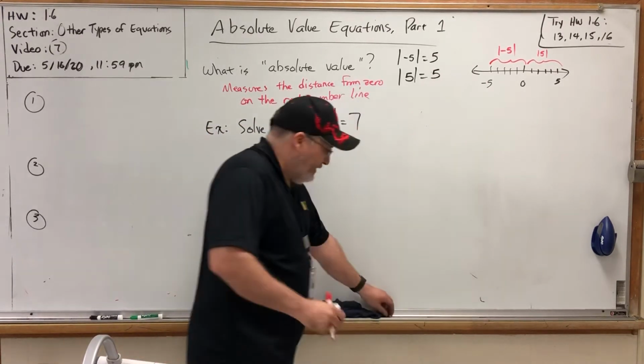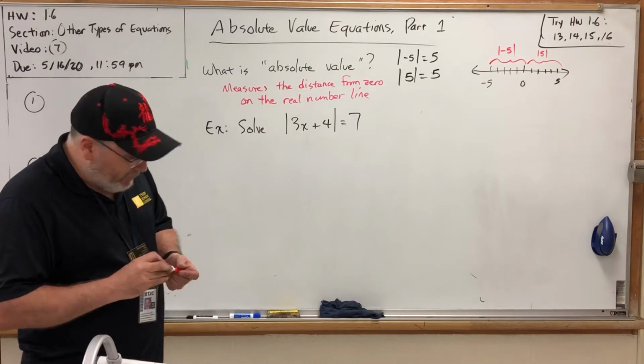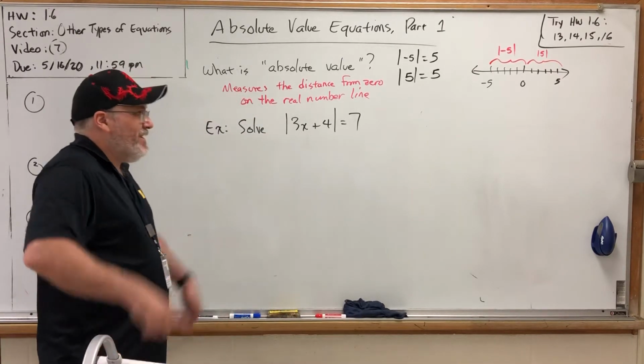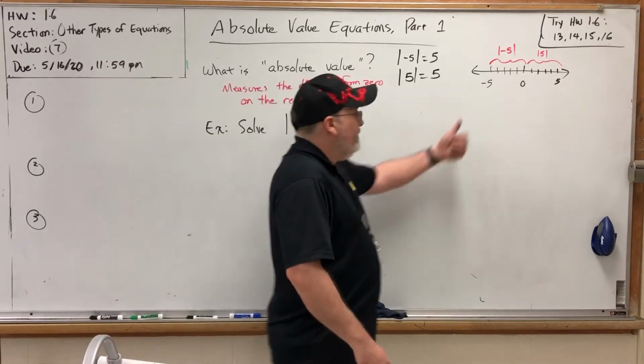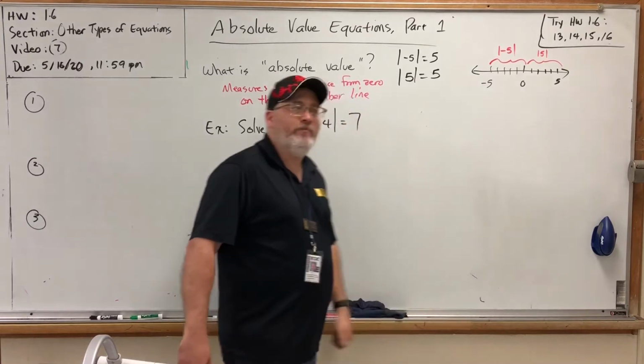What most people think they know about absolute value is it just turns numbers positive. But what it's really asking, and why it turns them positive, is it's asking how far away from 0 are you. So to the left, the negative number, and to the right, the positive. But both of them are 5 away from 0.